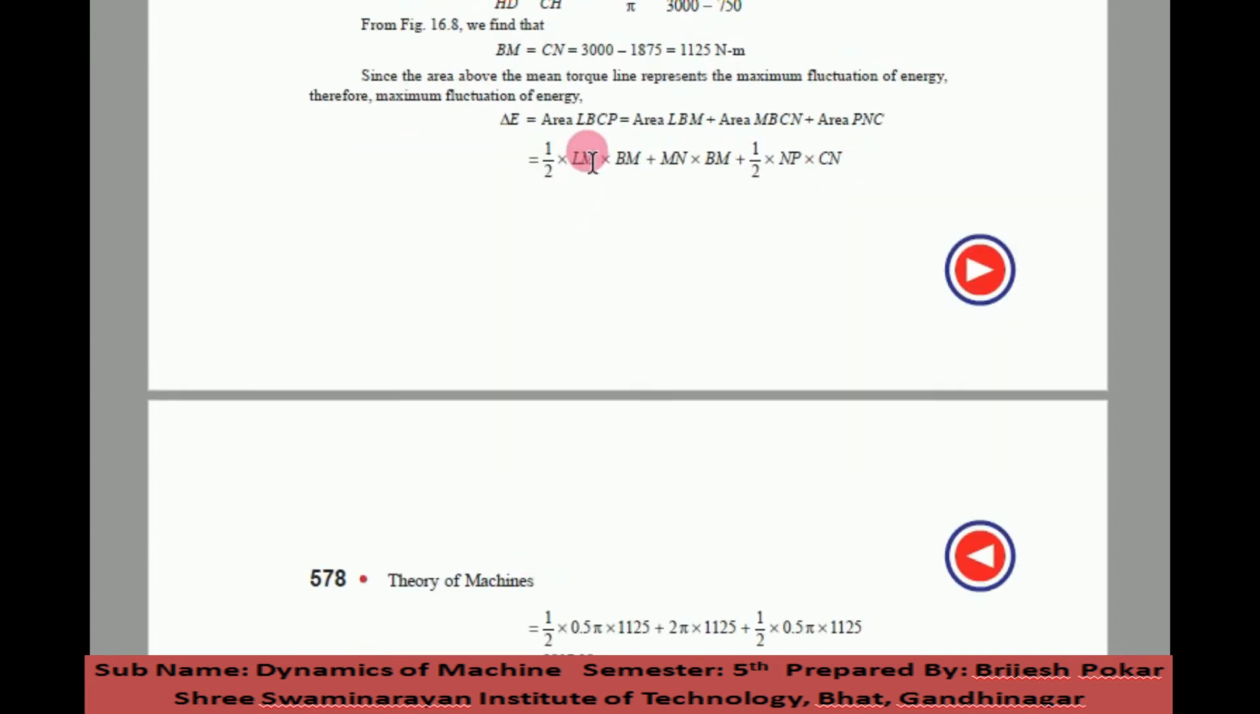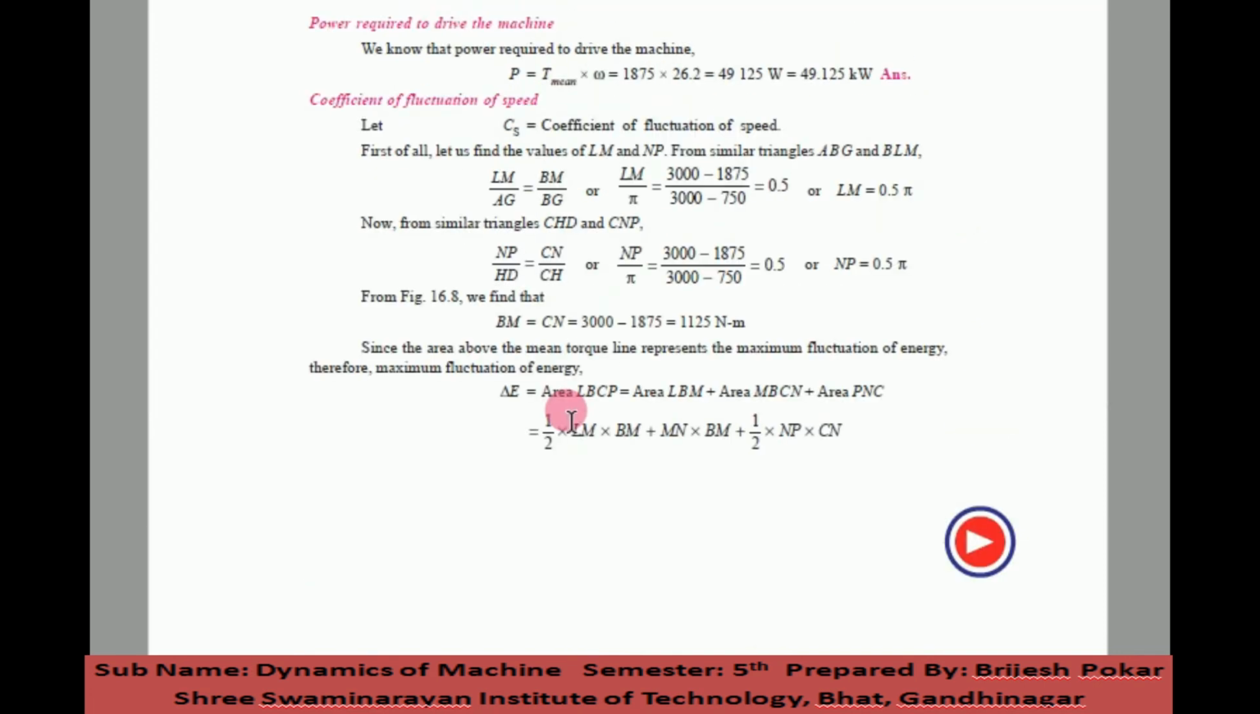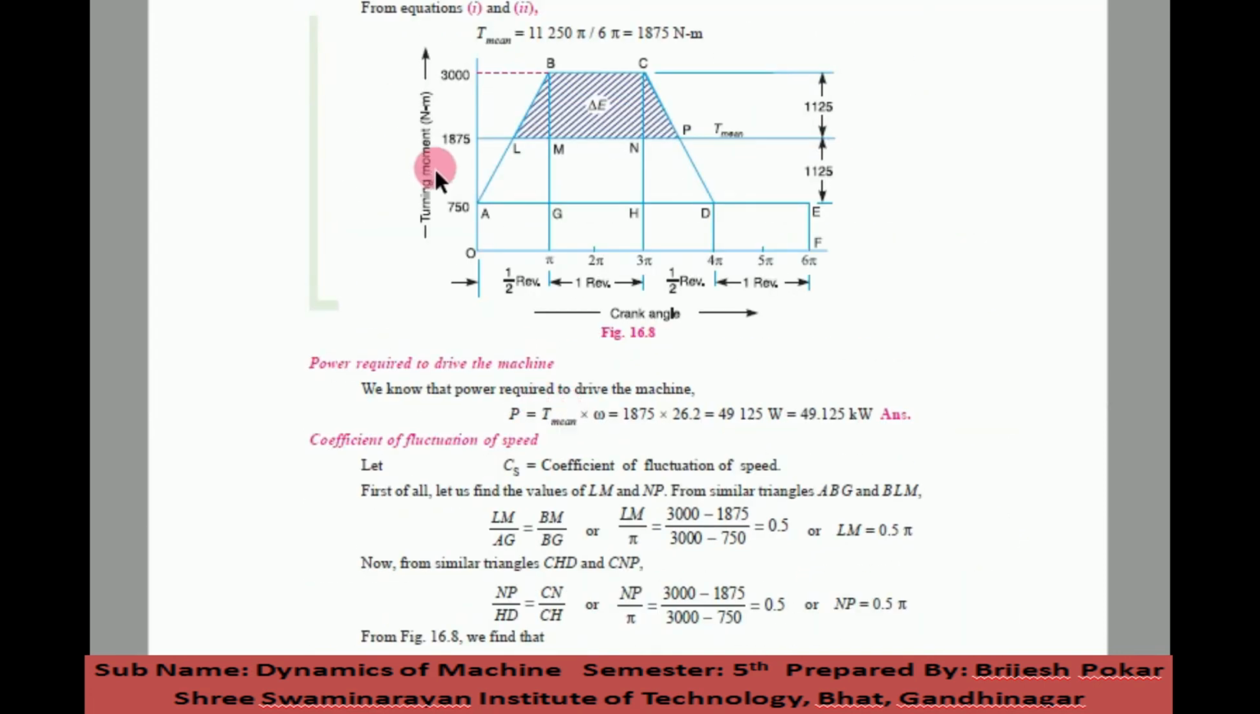Now what is LM, what is BM, that we have to find out. So how can we find the LM? This LM which I have to find, I have this, but this distance LM is not given. So how can we find it? So here the ratio LM upon AG is equal to BM upon BG. Okay, BM upon BG. So in this way we can find out LM.